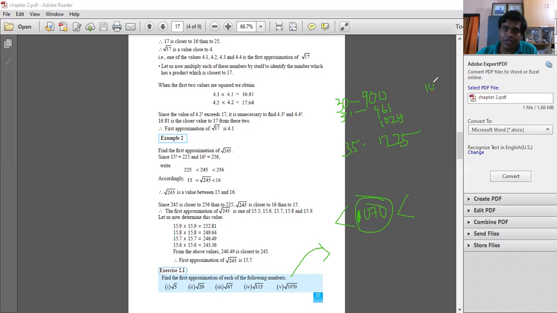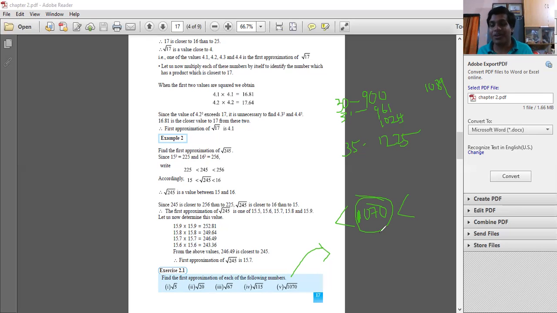1089. 1089. Exactly. 1089 and 1025. 1070. What's the first step? Step number 1. Okay, let me make this method very clear now. Step number 1: when somebody says find the square root of this value, what we are going to do is find the squares, nothing else.